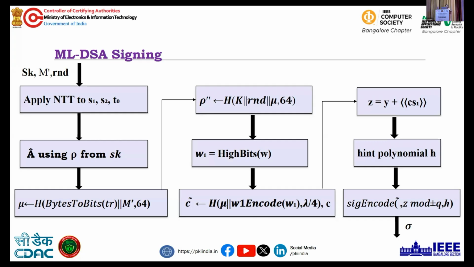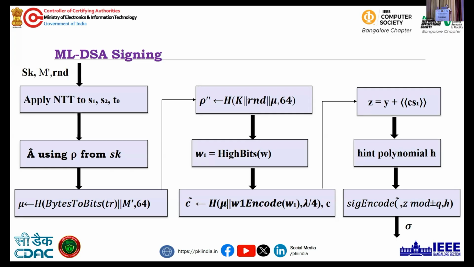So this is a rejection sampling loop where W1 is generated. Then C hash is generated. This is the commitment challenge, and Z is the response. Using this, a hint polynomial is generated, where here we validate whether the hint is properly generated. Some validation checks are done. If the hint is not properly generated, again the loop is repeated.